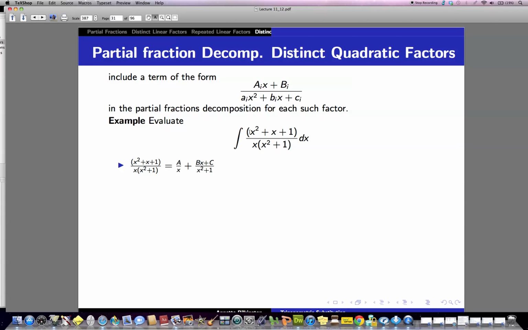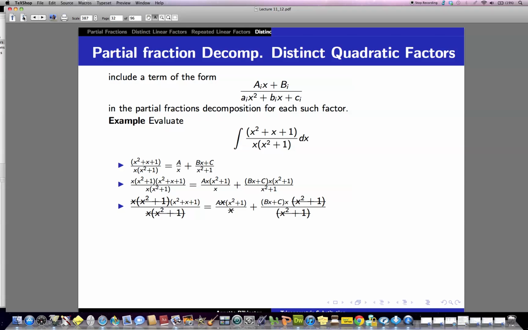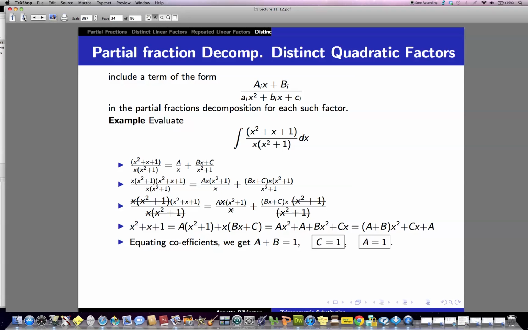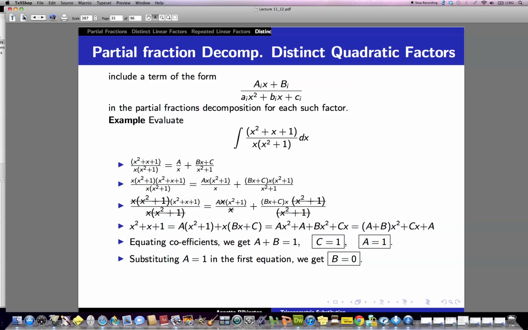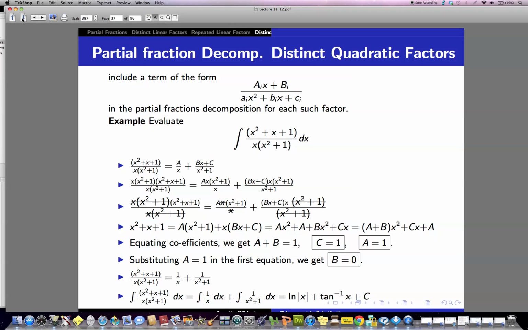So the first step is to find the partial fractions decomposition of that. I include one term for the single linear factor, A over x, and then for the factor x squared plus 1, I include Bx plus C over x squared plus 1. And now I proceed as before. I multiply across by Q of x, and I cancel wherever I can. I compare coefficients. On both sides, I end up with C equals 1, A equals 1, B equals 0, and I find that my partial fractions decomposition for this particular rational function is 1 over x plus 1 over x squared plus 1, which is of course something I can integrate very easily.